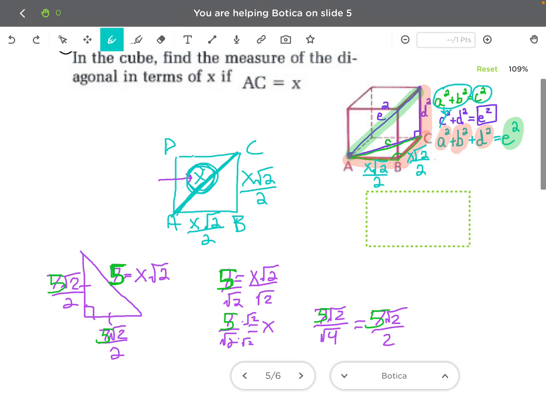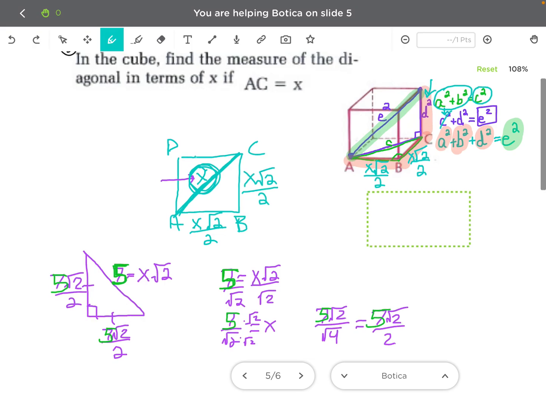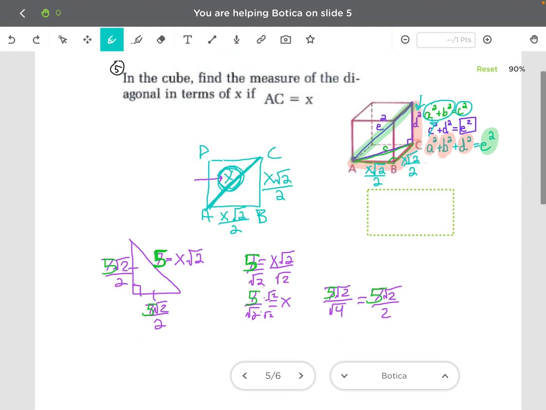And again, you guys, we have the height, obviously, of the square, which is d squared, because this is a cube. So that means d squared right here is also x root 2 over 2. Okay? And you can just plug it in like that. X root 2 over 2 squared plus x root 2 over 2 squared plus x root 2 over 2 squared. And that's equal to e squared.